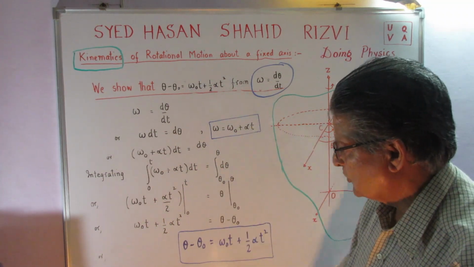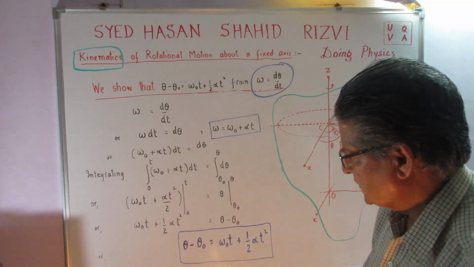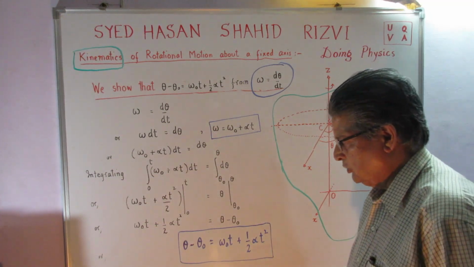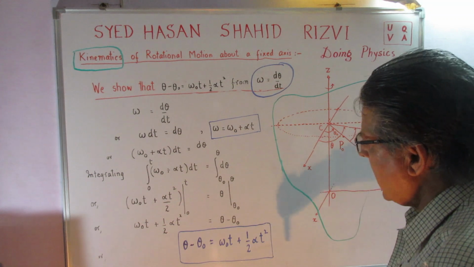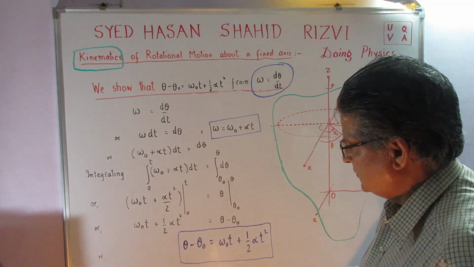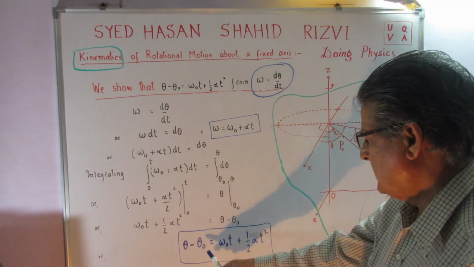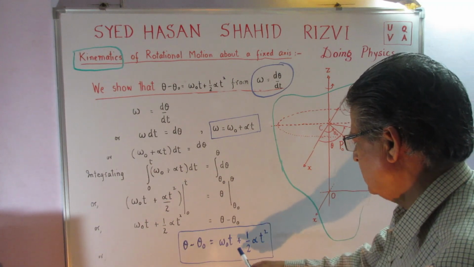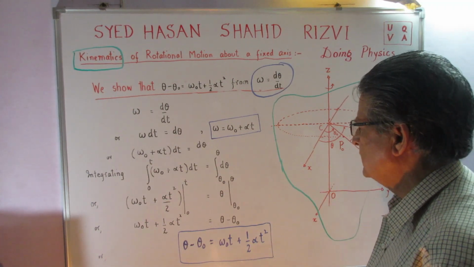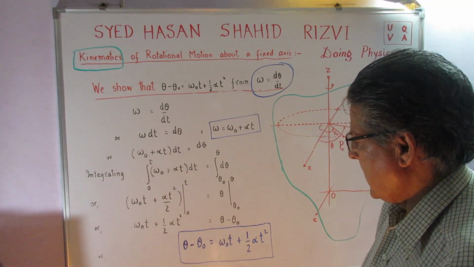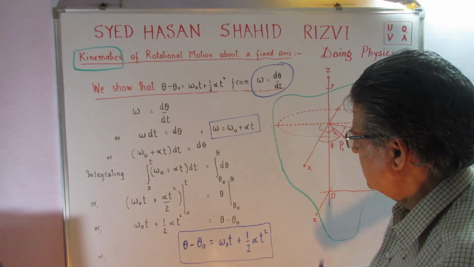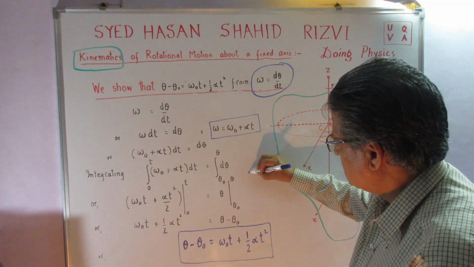So that turns out to be equal to 0. I have just escaped that term also, but you should understand it. This is equal to theta minus theta naught. I am just rearranging the terms, so I get theta minus theta naught is equal to omega naught t plus half alpha t square.